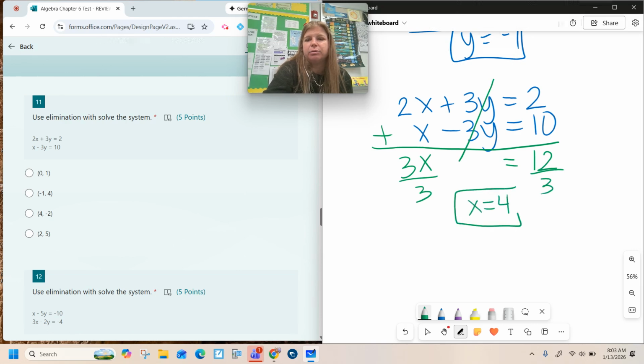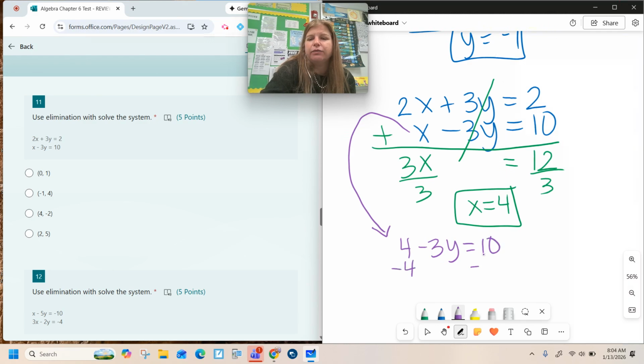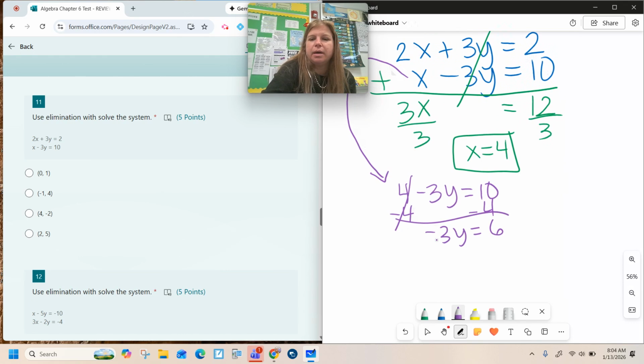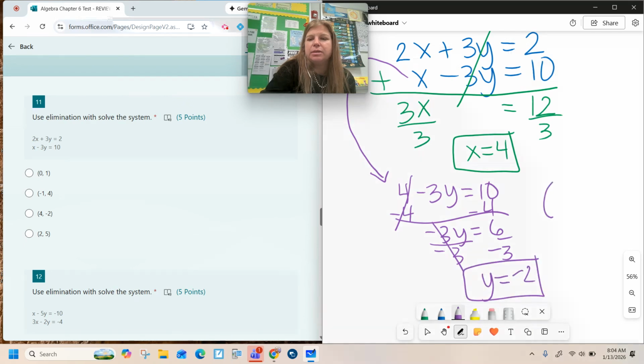I end up getting x equals 4. Once you solve for x, you do need to go back and solve for y. It does not matter which equation you choose. Maybe I'll take the second one this time. So if x is 4, minus 3y equals 10, I would have to subtract 4, get -3y equals 6. 6 divided by -3 ends up being y equals -2. And so my solution is 4, -2.